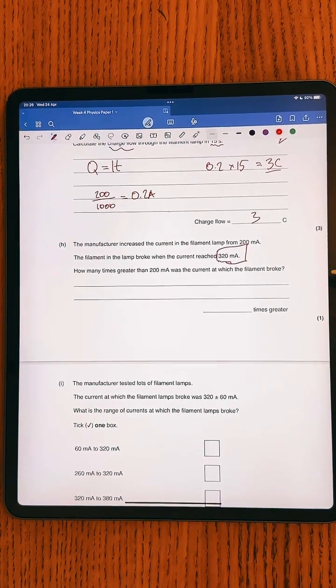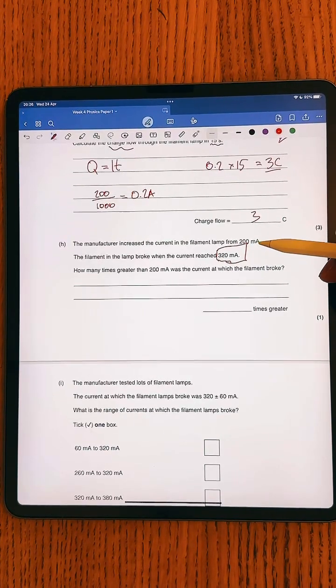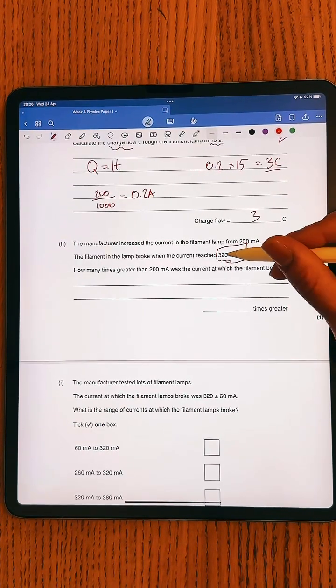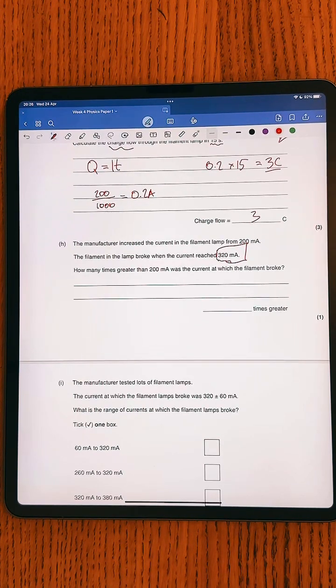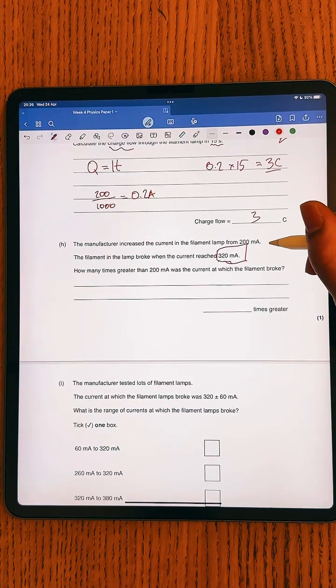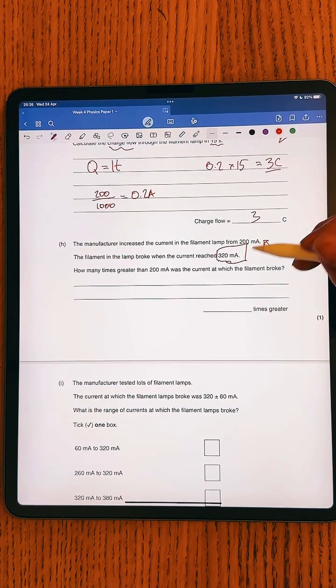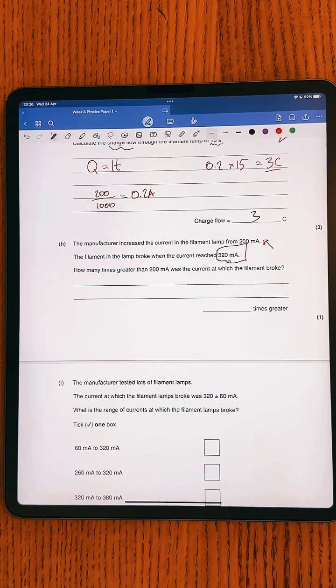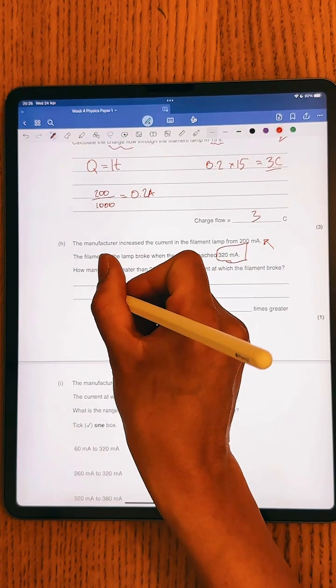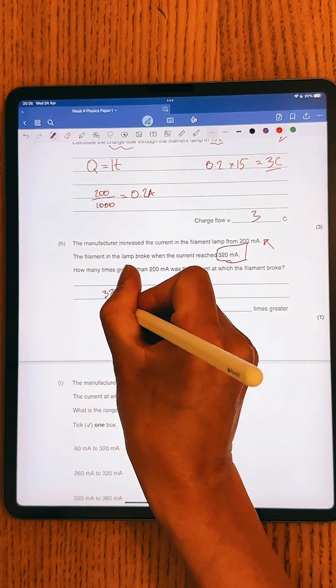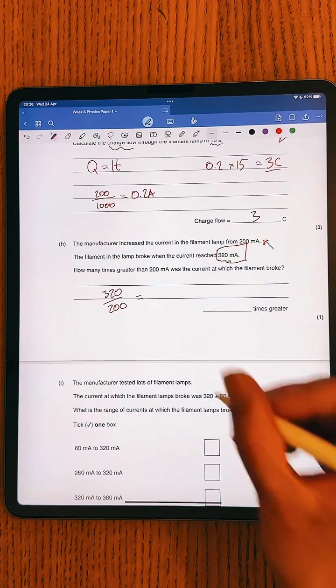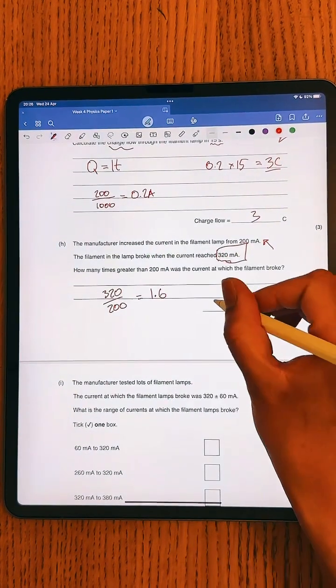You don't need to divide by 1,000 here. You don't need to convert. It's just asking us how many times greater is 320 from 200. So what do you need to multiply 200 by to get 320? If this was 400, then you'd just say it's 2 times greater, isn't it? So we need a smaller number. Yeah, well done, Izzy. You just need to do 320 divided by 200, which gives you 1.6. 1.6 times greater.